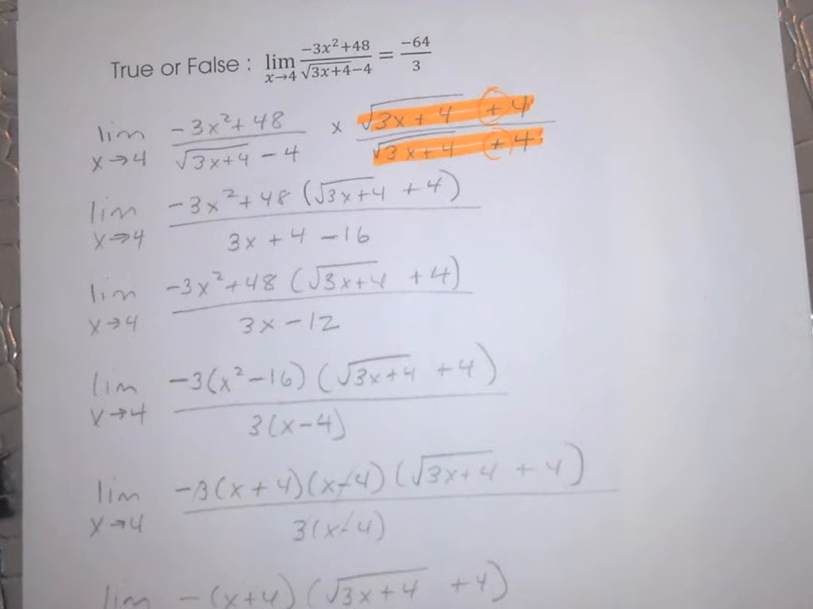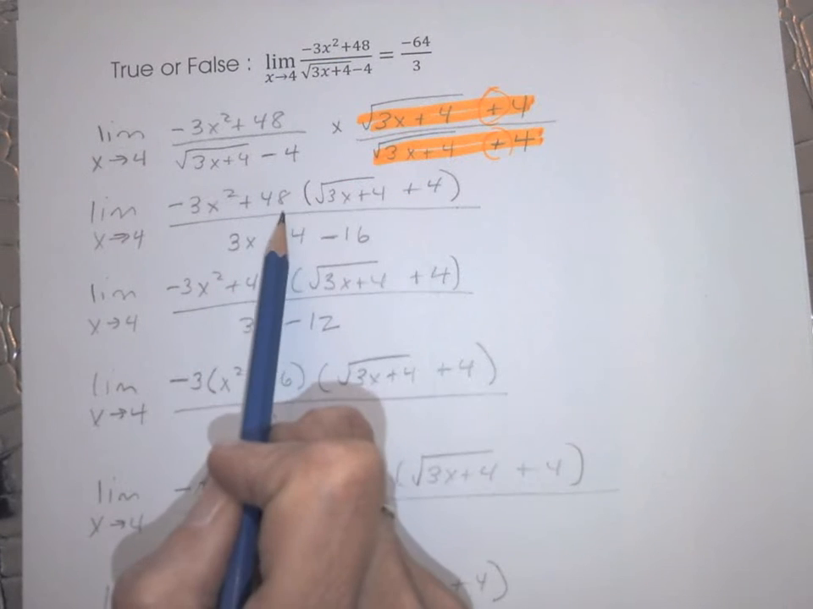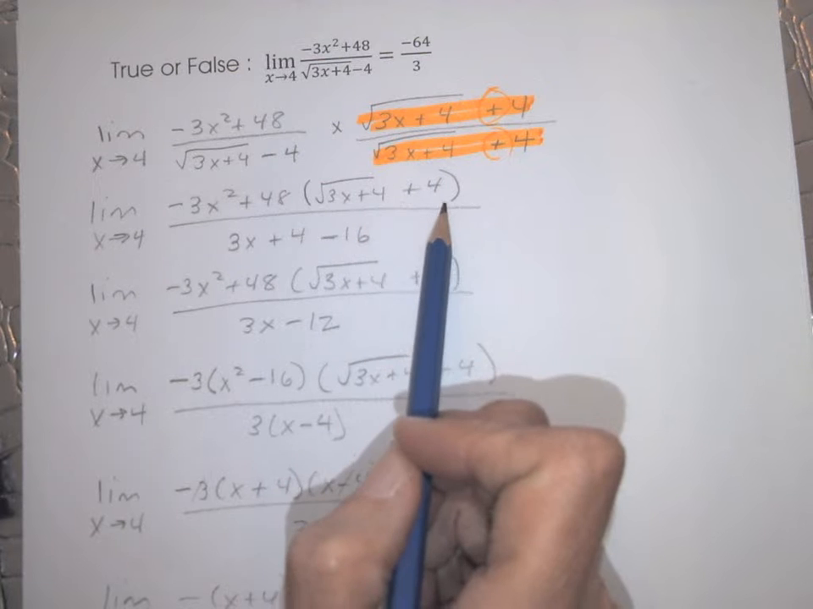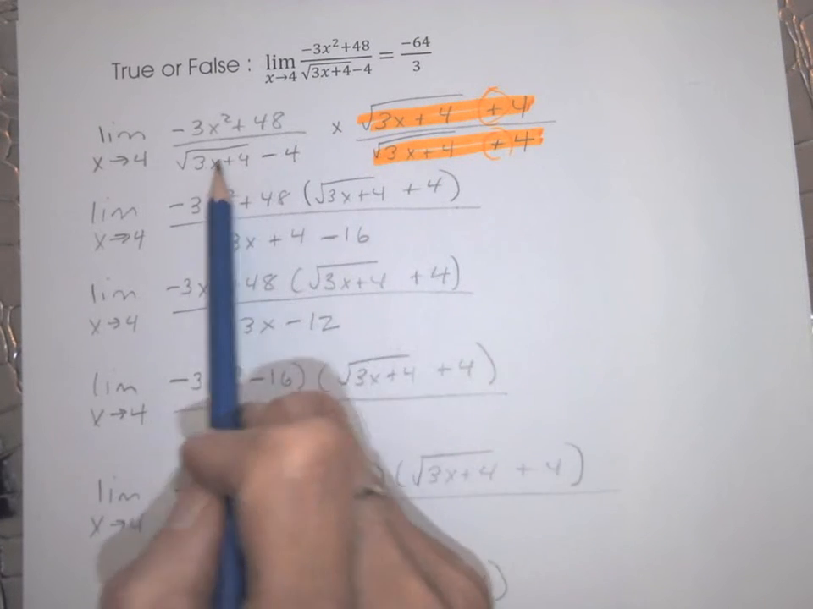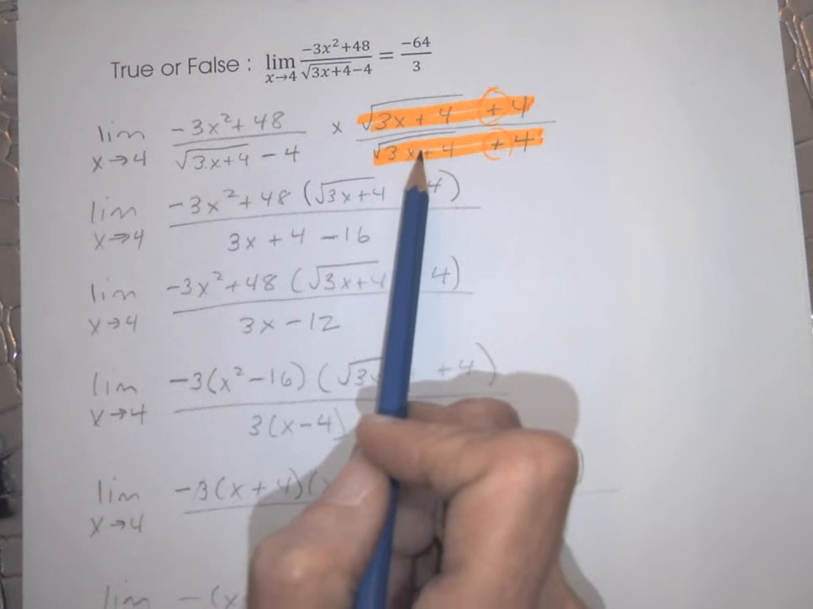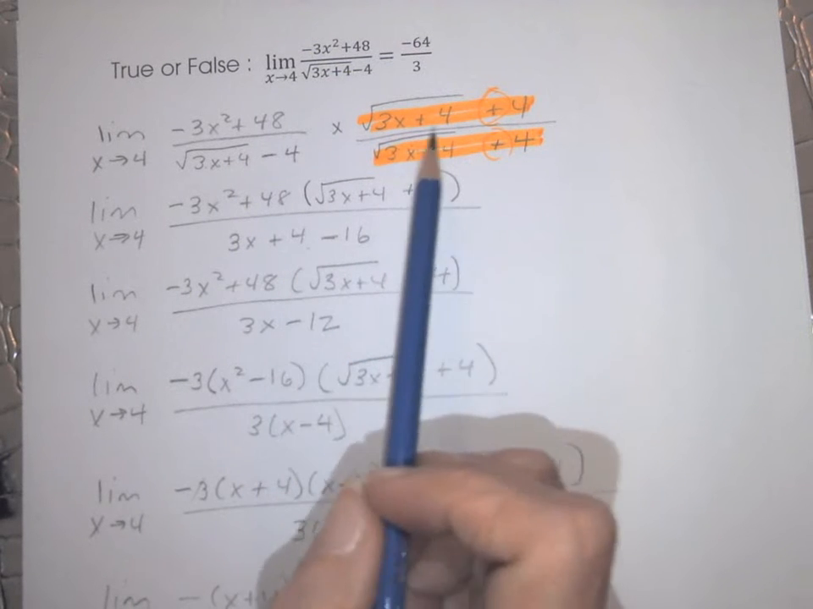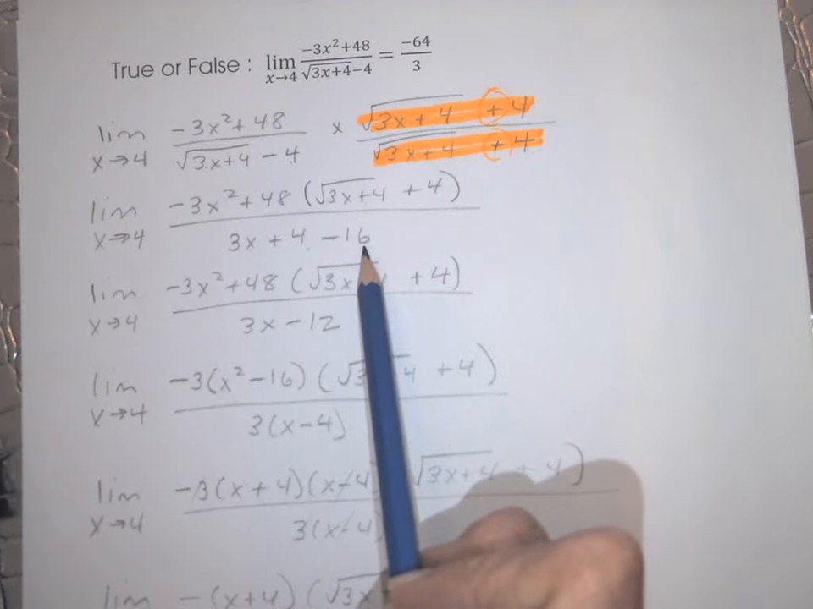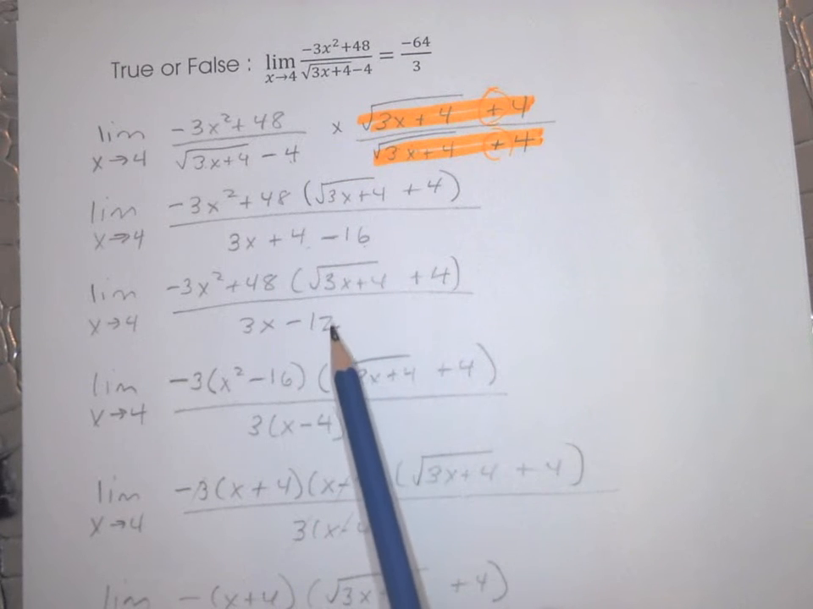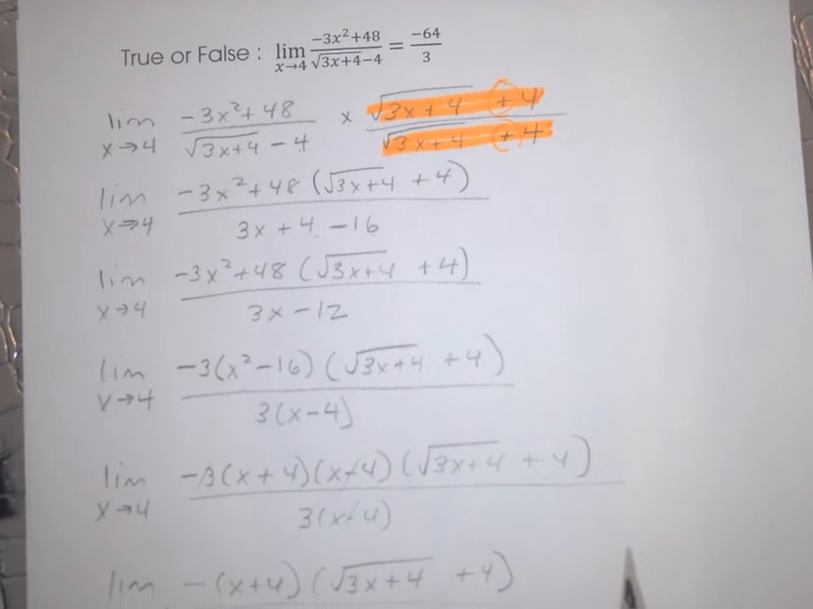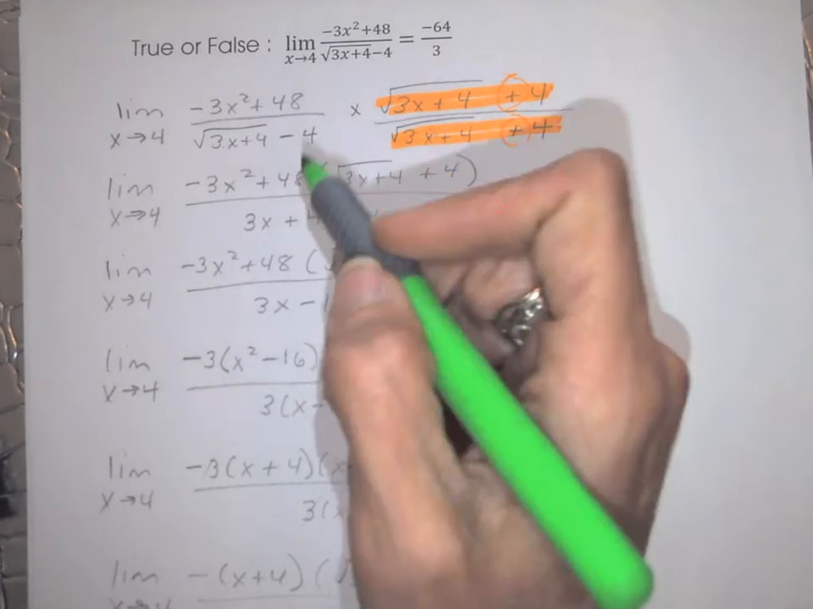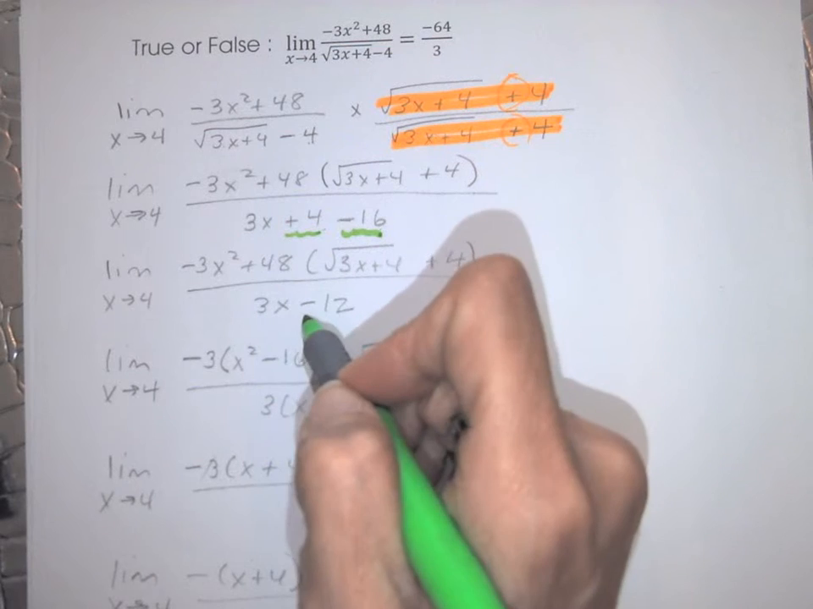And then I multiplied the tops together, so I got negative 3x squared plus 48 times the square root of 3x plus 4 plus 4. And when you multiply these two things together, the square roots disappear, and then negative 4 times positive 4 gives you negative 16. I left the numerator the same, and in the denominator, I collected these like terms. So positive 4 minus 16 is negative 12.